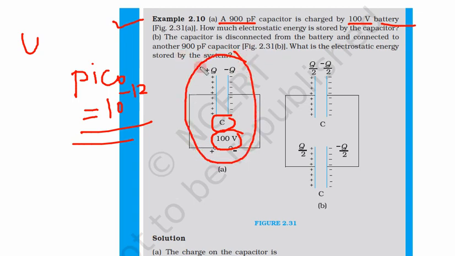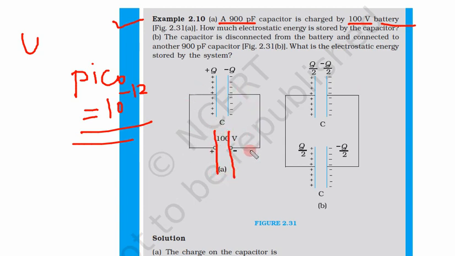Now, once the capacitor is charged, it is disconnected from the battery. We have removed the battery and connected it to another capacitor of 900 pico. So another capacitor is also the same. Instead of the battery, there is another capacitor connected to this capacitor, and both have the same capacitance, 900 picofarad.